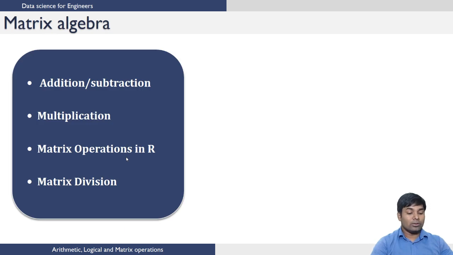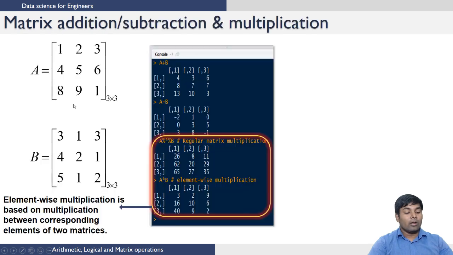Now let us see how to do algebraic operations on matrices, such as addition, subtraction, multiplication and matrix division in R. Let us suppose we have two matrices A and B, which are shown here. Matrix addition is straightforward. You can say A plus B, you will get the output. So 1 plus 3 is 4, 2 plus 1 is 3, and 3 plus 3 is 6. You will see the element wise operation happens. That is what normal matrix operation is also about. So you can also do the subtraction.